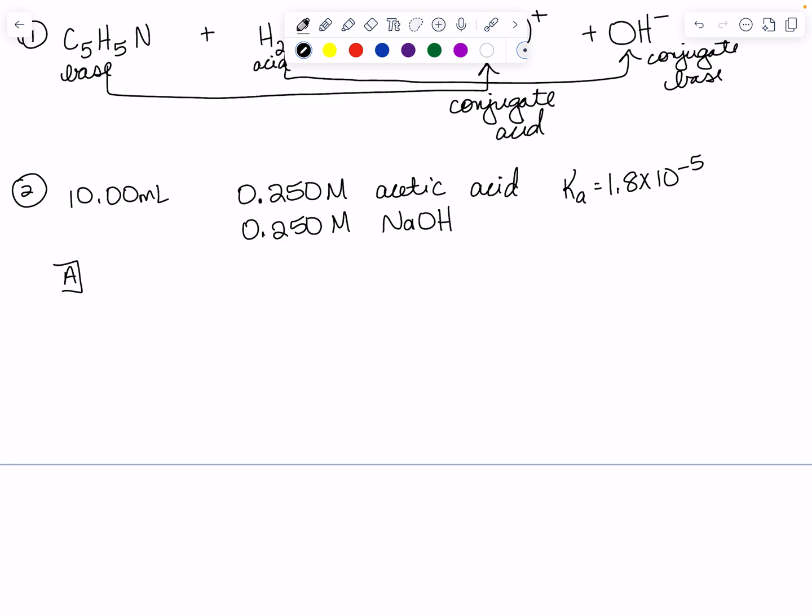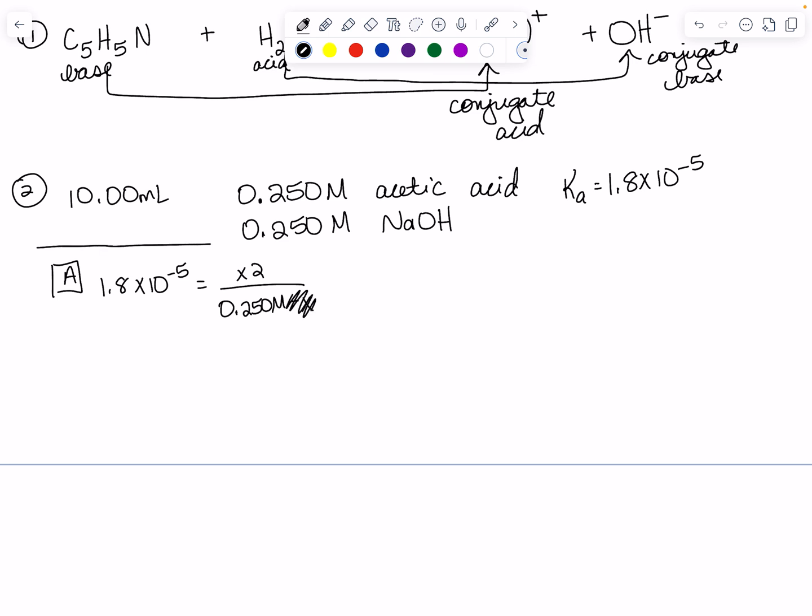A asks, what's the initial pH of the acid? I'm going to work this without setting up an ice table because we did enough of these weak acid ones that I think you saw that we don't need an ice table. It's the same every time. So what we do is we take the Ka, we set it equal to x squared divided by the initial concentration of the acid minus x. And remember, we would always say x is really small.